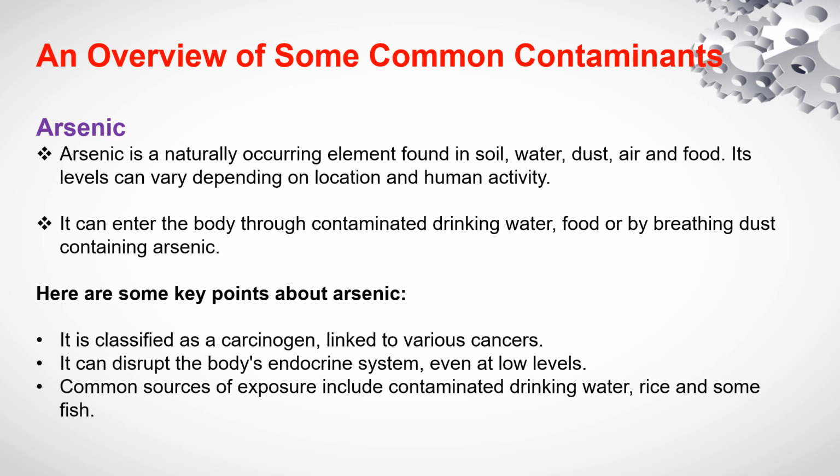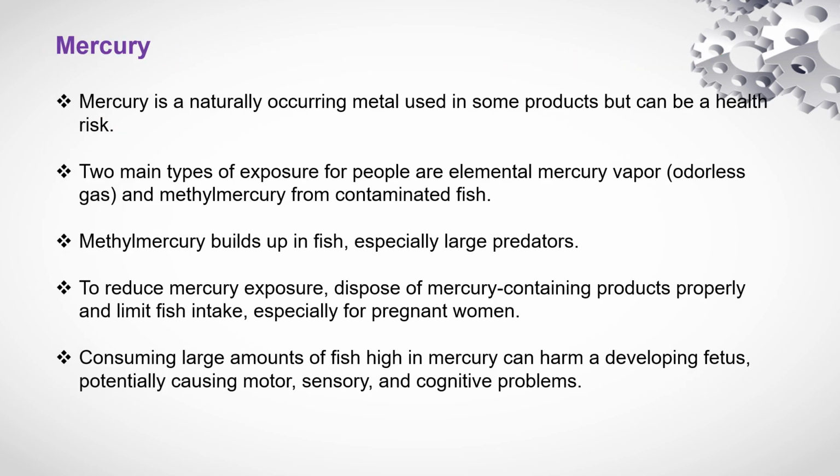Here are some key points about arsenic. It is classified as carcinogenic, linked to various cancers. It can disrupt the body's endocrine system even at a lower level. Common sources of exposure include contaminated drinking water, rice, and some fish.